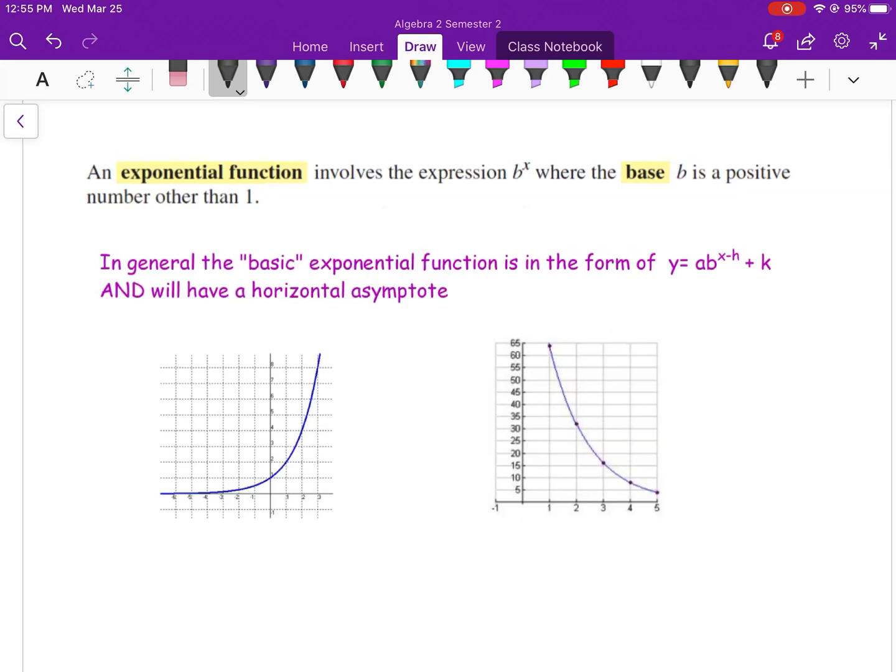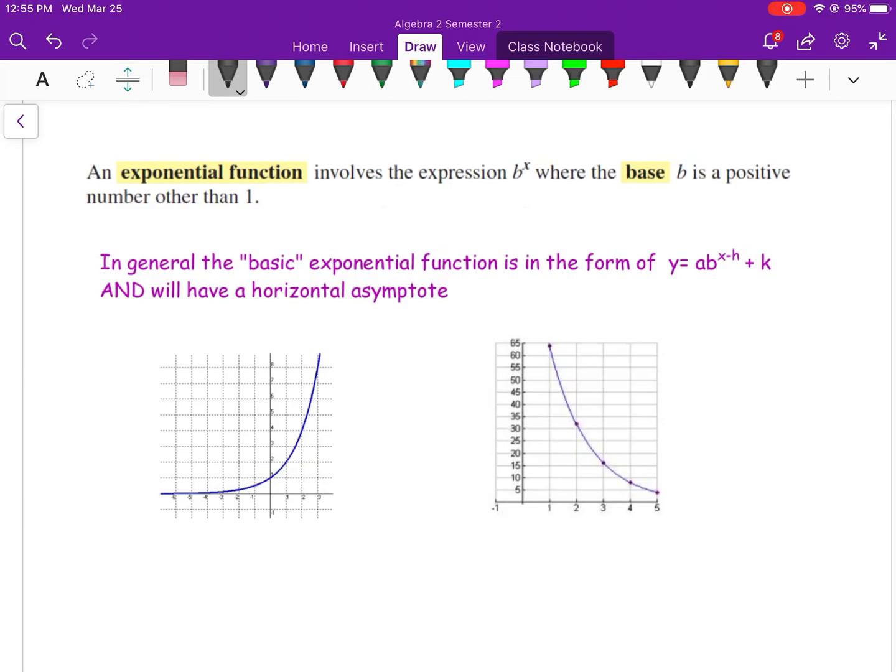So exponential functions involve the expression b to the x, where b is positive, and that is our base value. And it's also not 1, because if we have a base of 1, 1 to any power is just always 1. So that changes nothing if we had a base of 1.